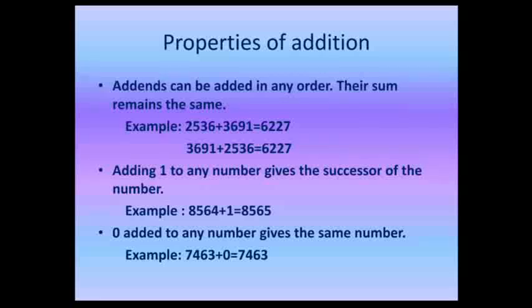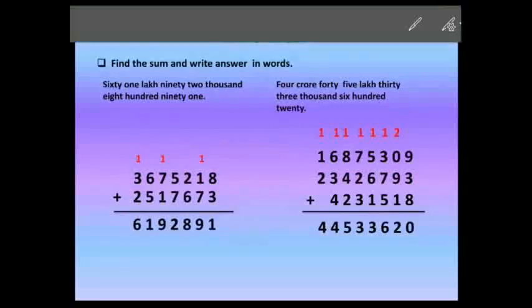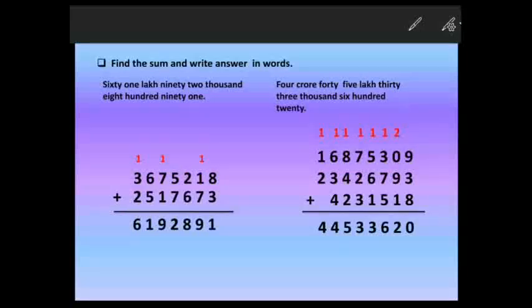It means when you add 1 to any number, you will get the number which is the successor of the previous number. For example, here it is written 8,564. When you add 1 to this number, you will get 8,565, which is the successor of 8,564. Now the third property is 0 added to any number gives the same number. It means when you add 0 to any number, there is no change in the answer. The answer remains the same, and the answer is 7,463.